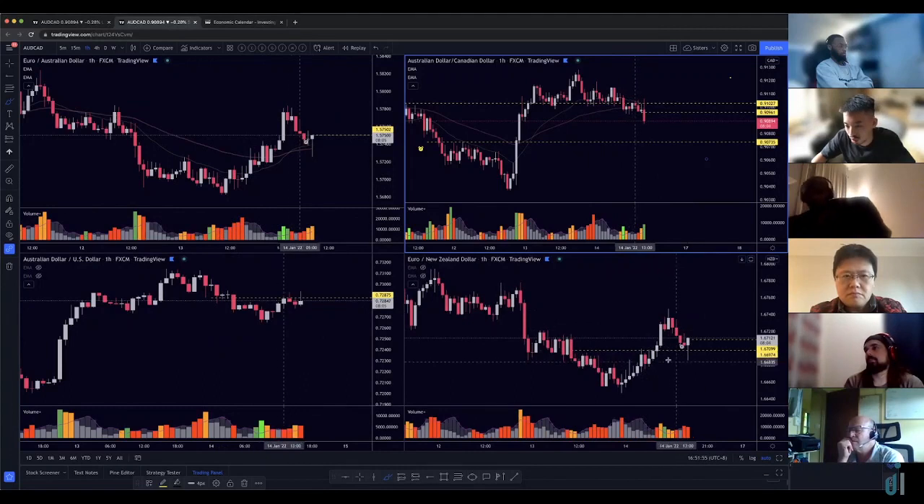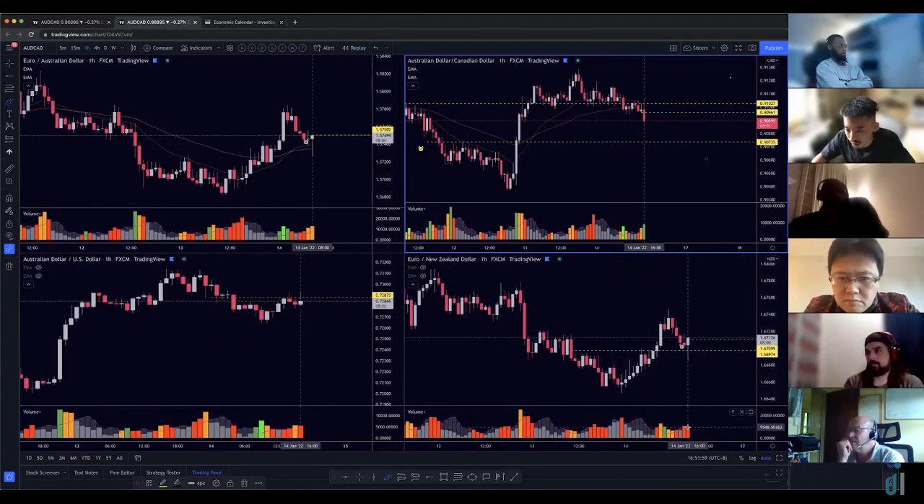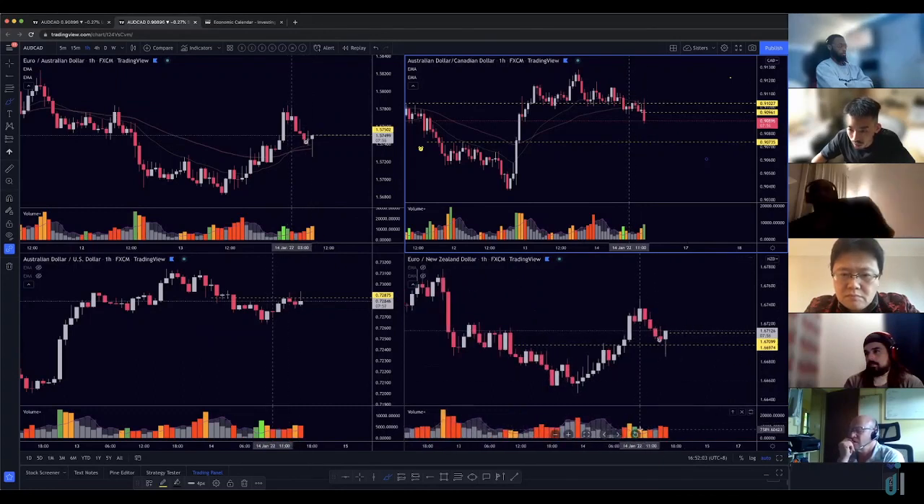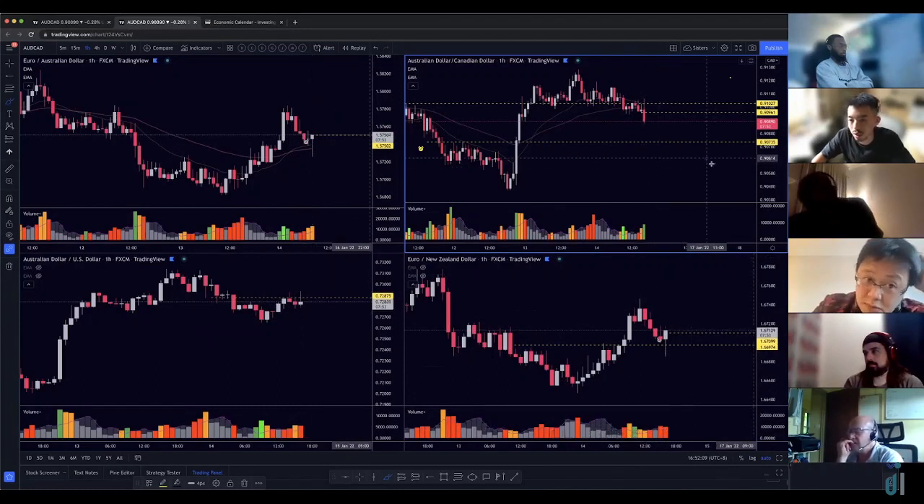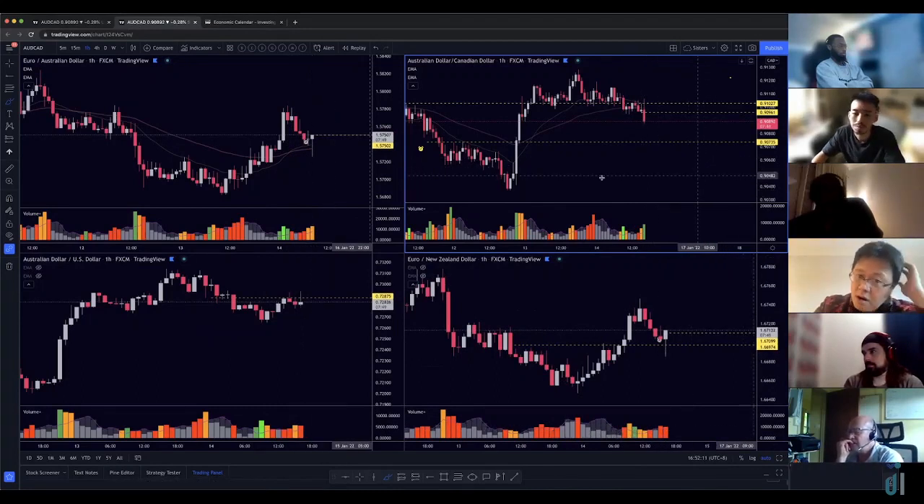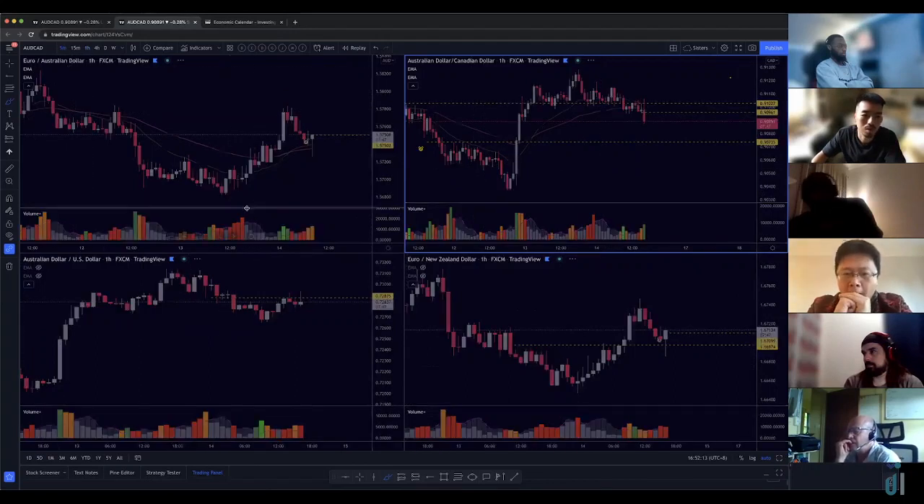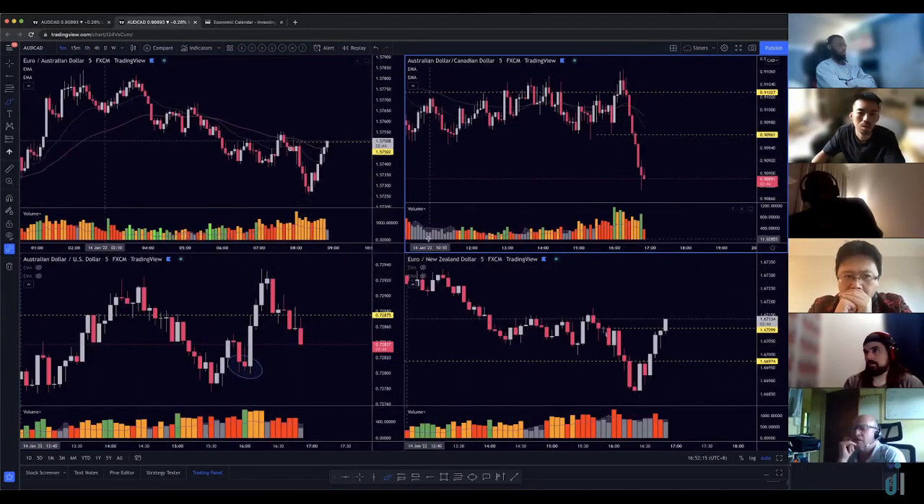I'm just looking at Euro Kiwi. With this huge rejection going on, the volume still isn't really looking that high. But from the top here to the bottom, it's still highish towards the bottom. So it's okay. Okay.